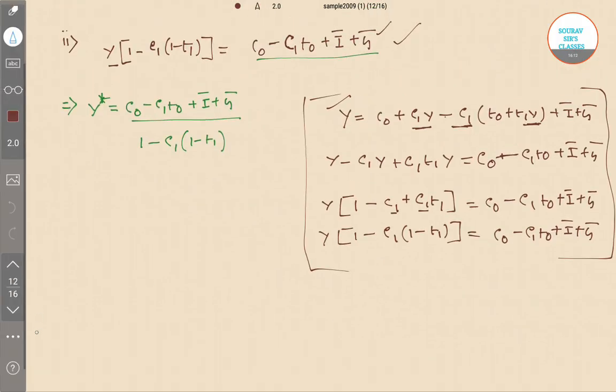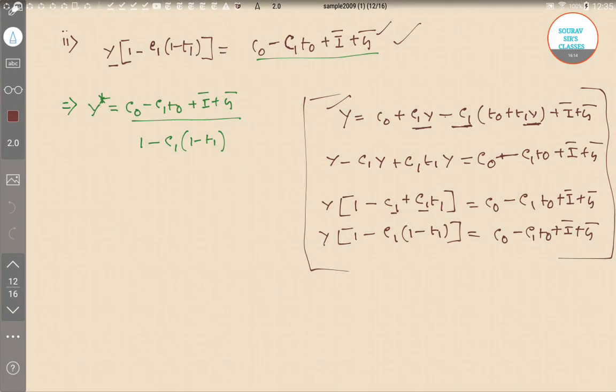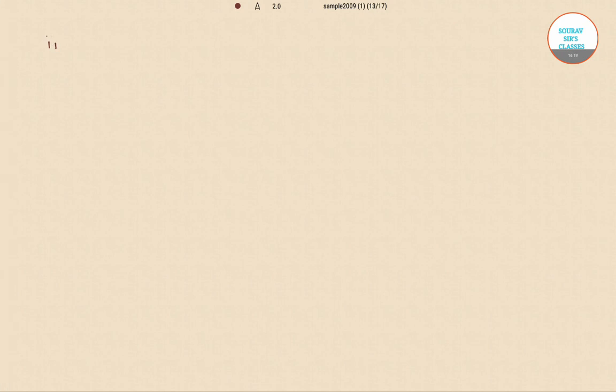So for this, allow me to insert another page. So here in the third part we have to find the multiplier. So we have to get the tax multiplier. So we have to find the tax rate multiplier. So let us find the tax rate multiplier.